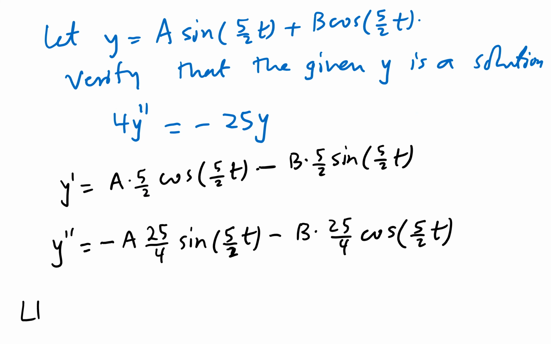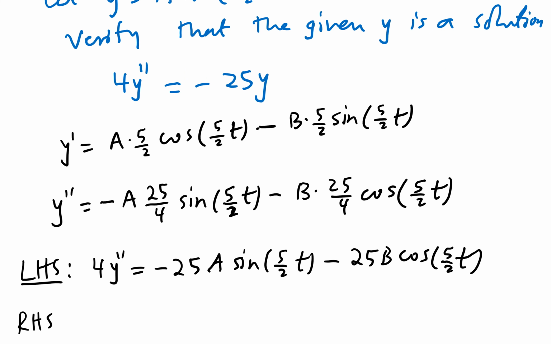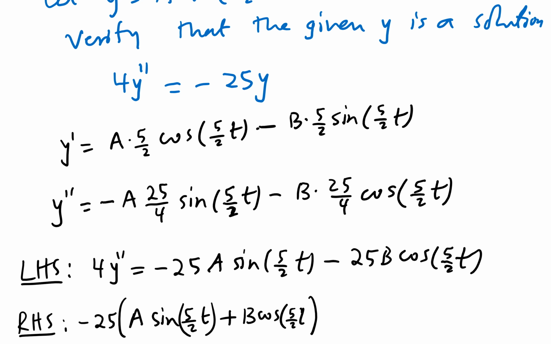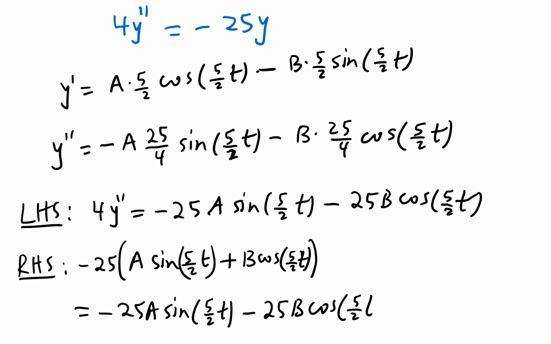So for the left hand side of the equation, because you're trying to verify, 4y double prime equals, multiply everything by 4 in the final answer we just got: negative 25a sine 5 halves t minus 25b cosine 5 halves t. So that's the left hand side. The right hand side, negative 25 times the a sine 5 halves t plus b cosine 5 halves t. What do we get here? We get negative 25a sine 5 halves t minus 25b cosine 5 halves t. And you can compare the left hand side with the right hand side and they should match.